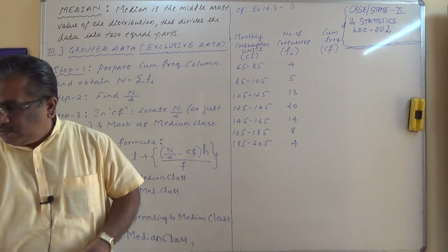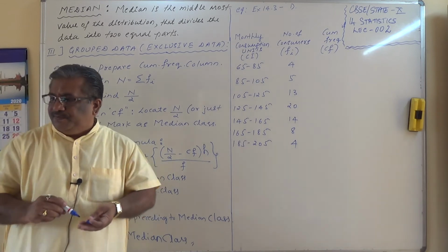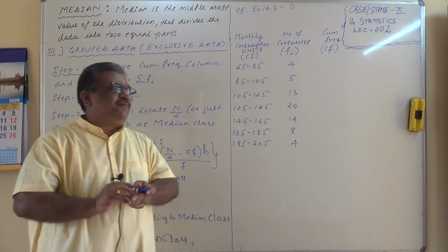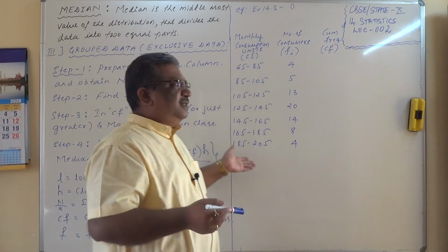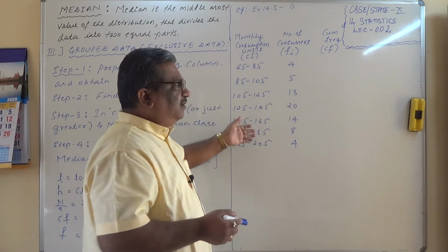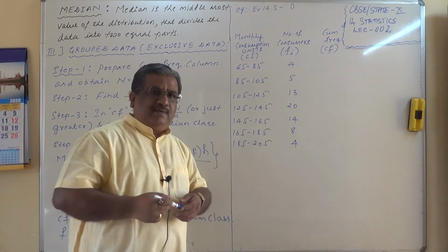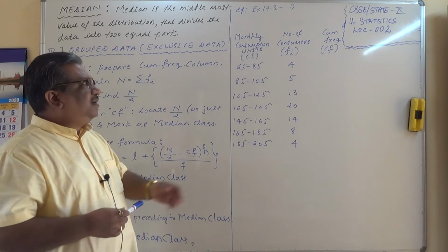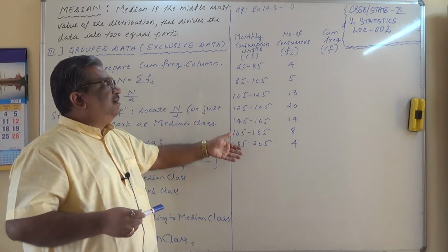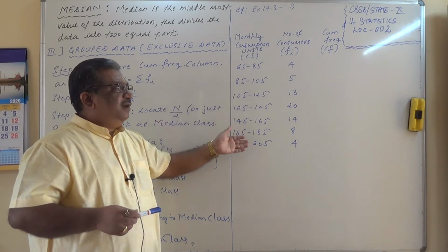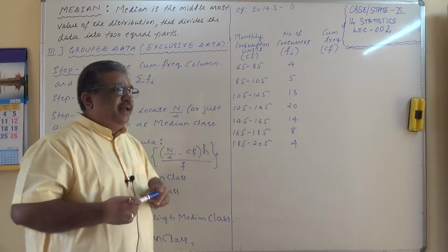So monthly consumption of electricity in terms of units is given and the number of consumers is given. What is the question asked? Find the median of the given distribution. Of course, the question asked is to find the median, mode as well as mean. But I will take this example as the grouped distribution for calculating the median.